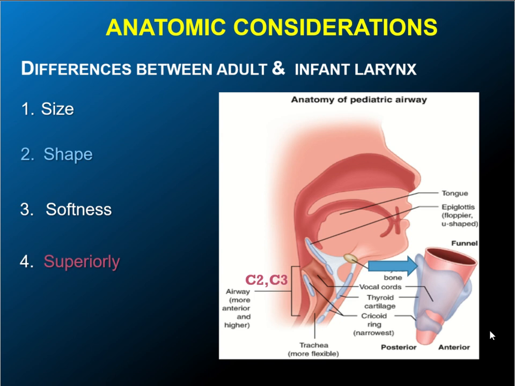It is placed higher, that is, at C2 C3 vertebral levels as compared to C3 to C6 vertebral levels in adults. It is important in cases of any emergency procedures like tracheostomy to place the incision higher. Subglottis is the narrowest part of the infant larynx as opposed to the glottis being the narrowest part of the adult larynx. Sensitivity is much greater in infants, making it prone to spasm.